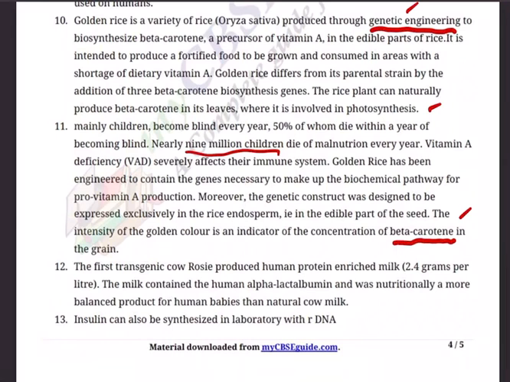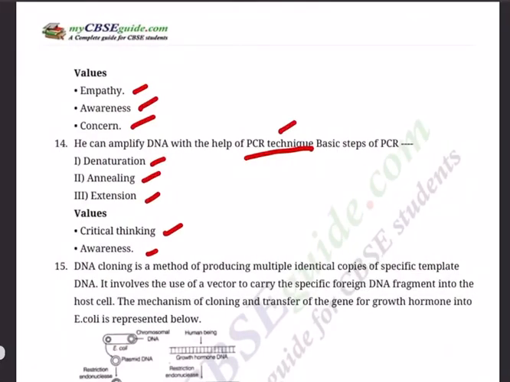Question 12. The first transgenic cow, Rosie, produced human protein-enriched milk, 2.4 grams per liter. The milk contained the human alpha-lactalbumin and was nutritionally a more balanced product for human babies than natural cow milk. Question 13. Insulin can also be synthesized in the laboratory with recombinant DNA. Values: empathy, awareness, and concern.